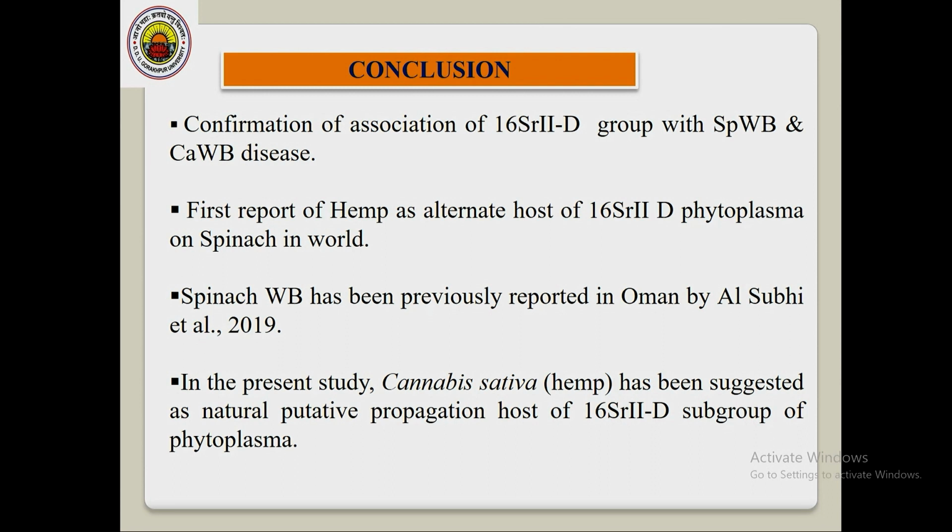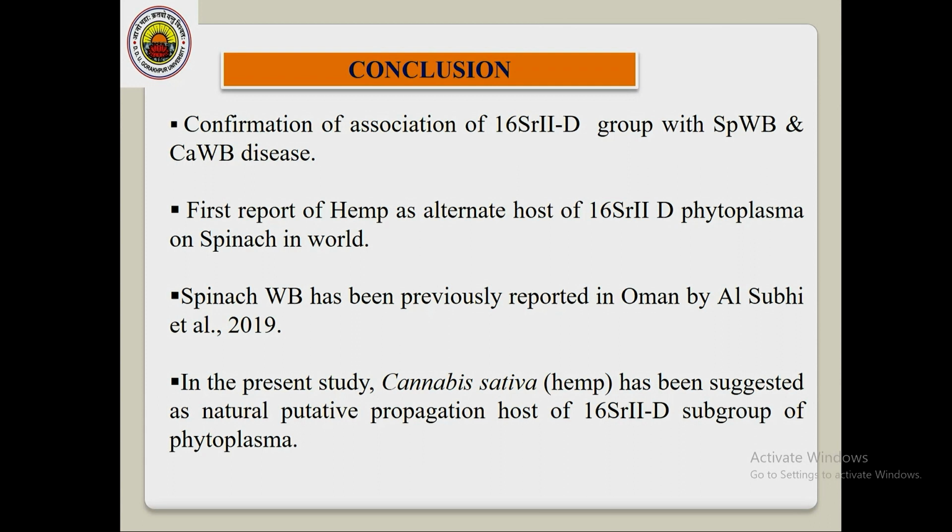On the basis of this study, it was confirmed that the 16SrII-D group is associated with Spinus witches' broom and Cannabis witches' broom disease in India, and this is the first report of hemp, that is Cannabis sativa, as an alternate host of 16SrII-D phytoplasma on spinach. Previously, spinach witches' broom has been reported here in Oman by Al-Subhi et al. 2019, but the association of an alternate host is reported for the first time from India.